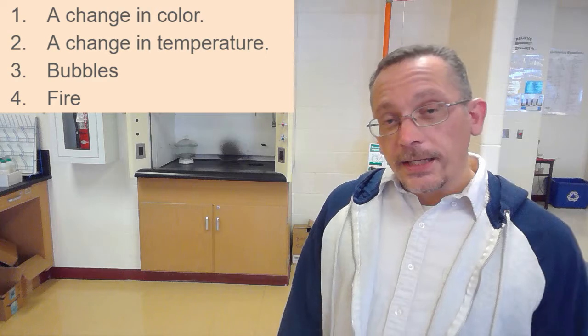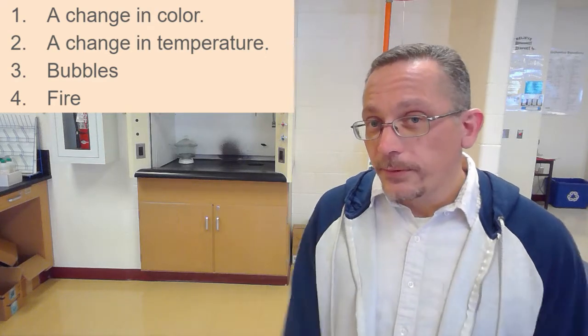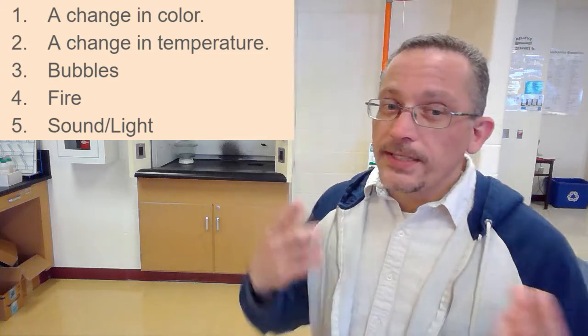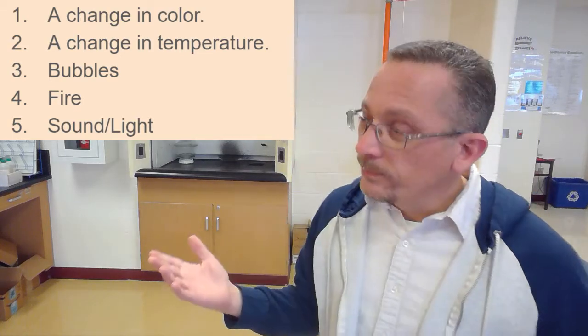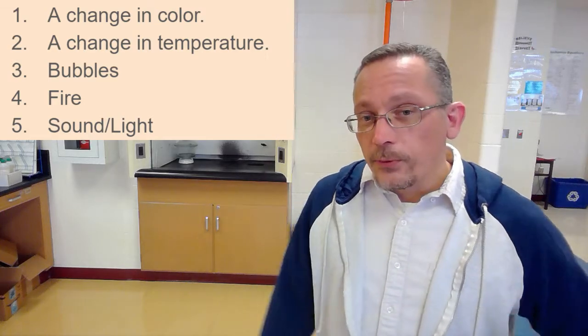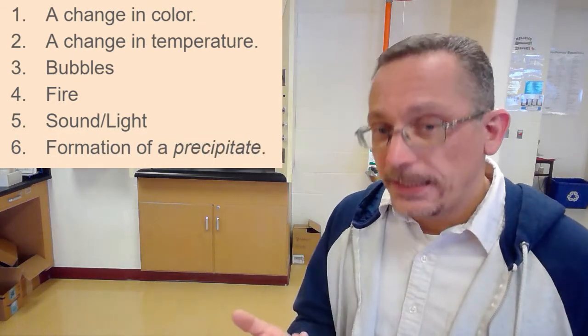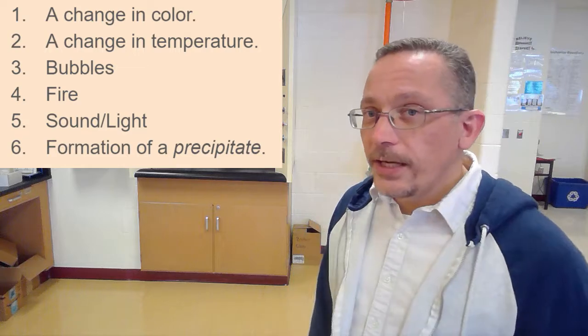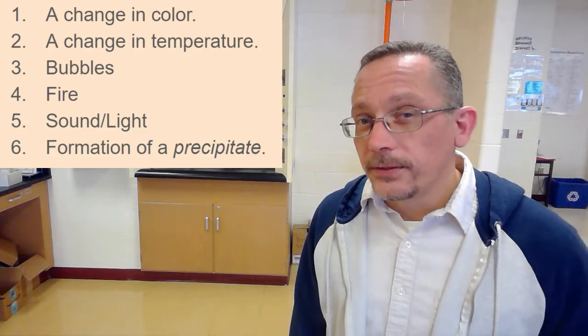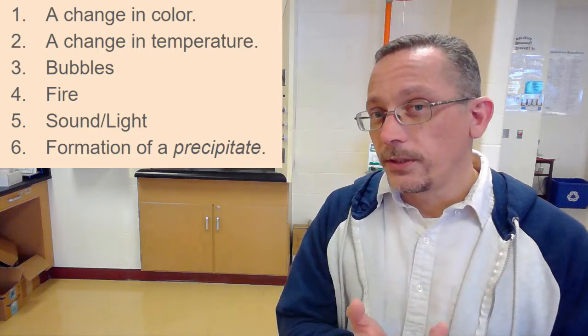Fire is a good indication that a chemical reaction has happened. If your substance begins emitting sound or light, that's a good indication that you have a chemical reaction. And finally, the formation of what's called a precipitate is a good indication of a chemical reaction. A precipitate is a solid substance that forms when you mix liquids together.